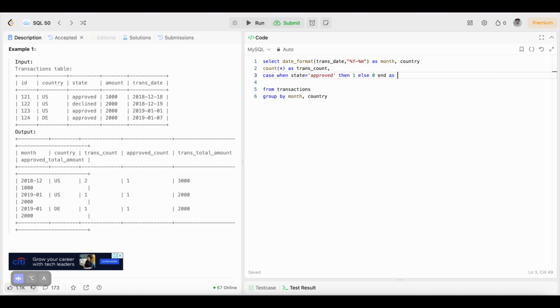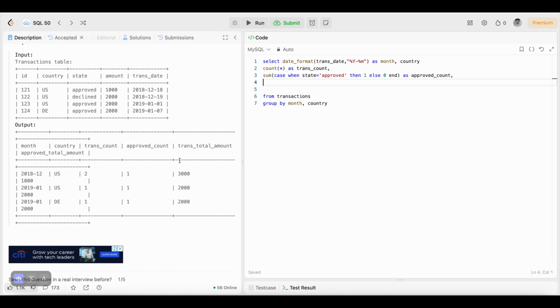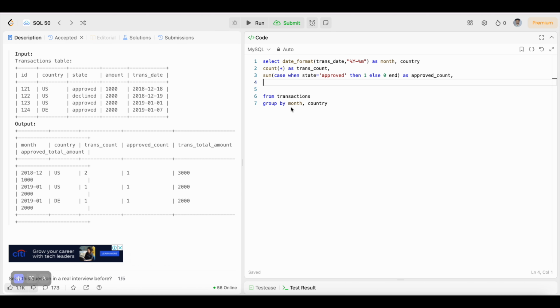We are just calculating the approved count, and we also have to take the sum of this. Further, we have to calculate the total transaction amount for that particular month. We can directly do a sum here, since the group by condition is already mentioned. Sum of amount as transaction total amount.